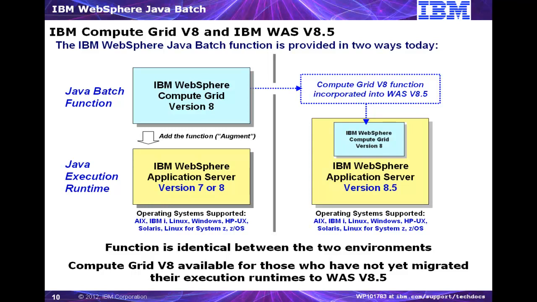The separate Compute Grid product provides a means of introducing WebSphere Java Batch function to the environment without having to bring in a new version of WAS. In summary, the function is identical between the two. The packaging and delivery is different.